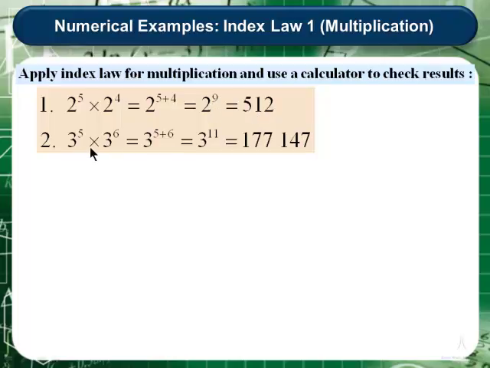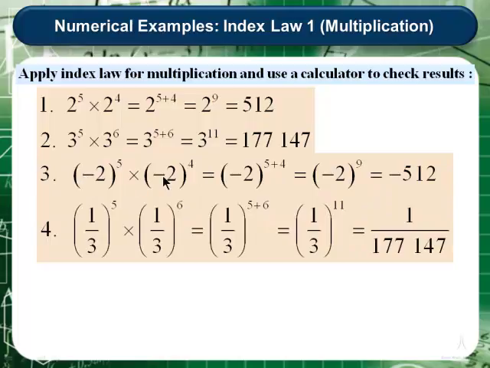In a similar way, if we multiply 3 to the power 5 with 3 to the power 6, multiplication, same base, it will give us an answer of 3 to the power 5 plus 6, or 11. Even when the base is minus 2, remember, it's still a real number, or if the base is a third, the same rule will apply. So you get minus 2 to the power 5 multiplied by minus 2 to the power 4, and this then results in minus 2 to the power 5 plus 4, or 9.